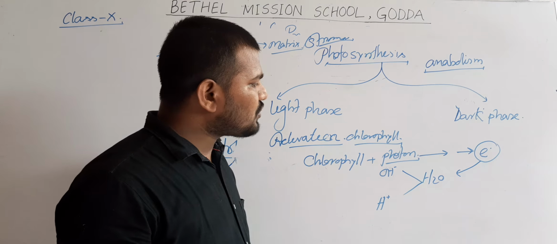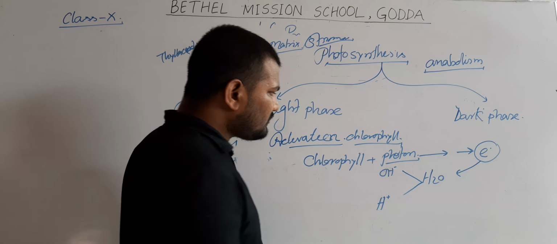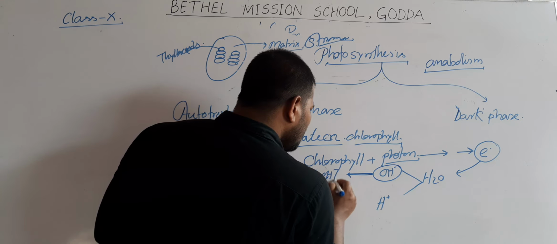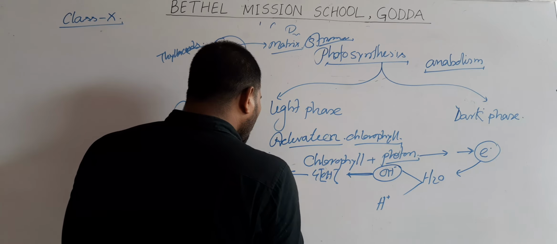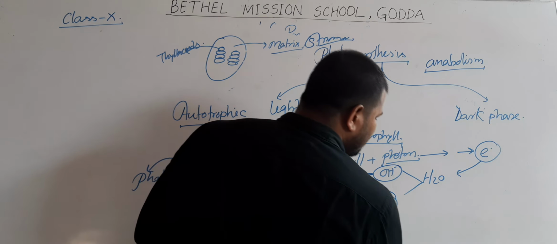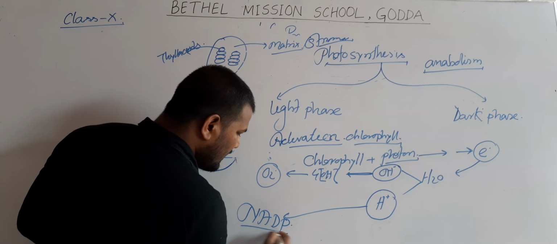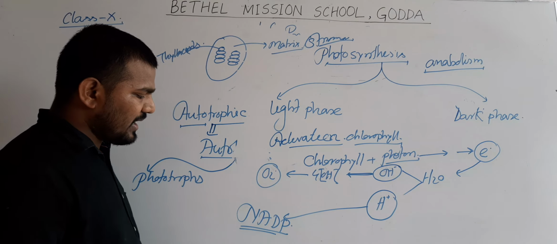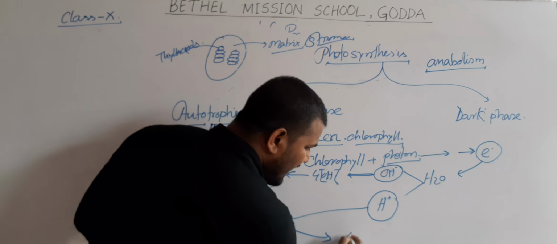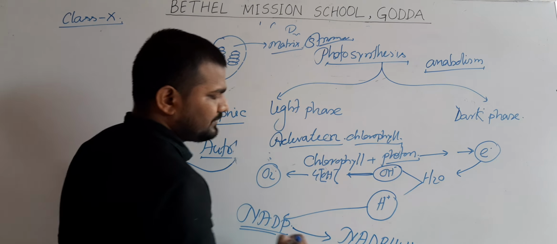Scientist Robin Hill first observed this process, that's why it is known as the Hill reaction. Now, these OH ions will form radicals that will give rise to oxygen and water. And these H plus are going to react with NADP, nicotinamide adenine dinucleotide phosphate, and form NADPH plus H plus.